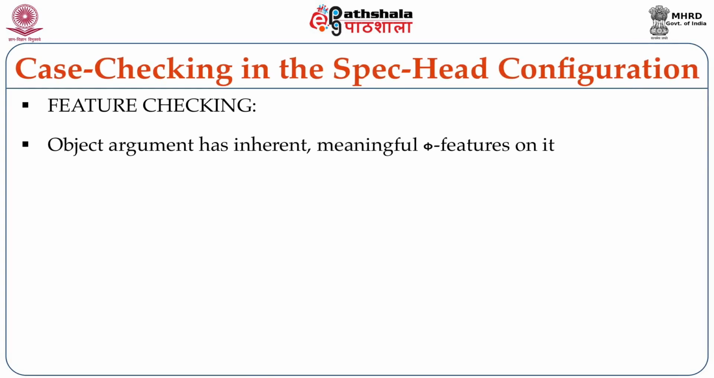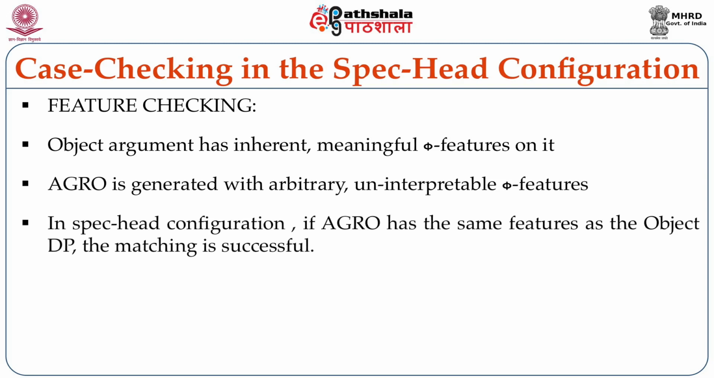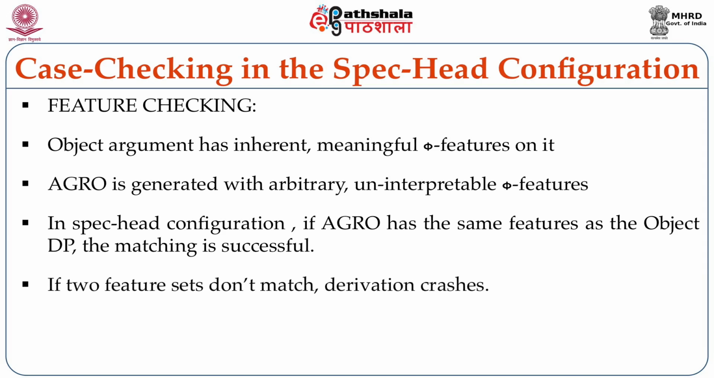Object argument has inherent, meaningful phi features on it. Let me remind you, phi feature was this term given to the set of person, number and gender features that are inherent to an NP. Now, object has inherent, meaningful phi features on it. AGRO is generated with arbitrary, uninterpretable phi features on it. In the spec head configuration that we have reached, if AGRO has the same features as the object, then the matching is successful. If the two feature sets don't match, then the derivation crashes. This ensures that we have the correct object-verb agreement.